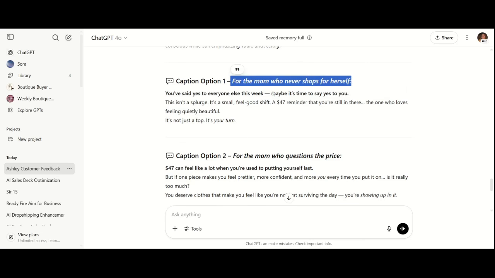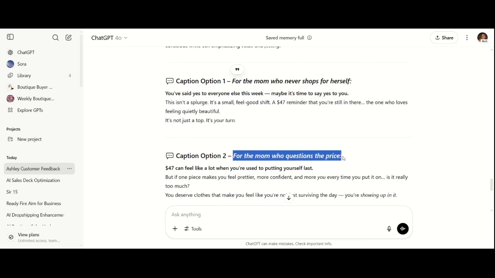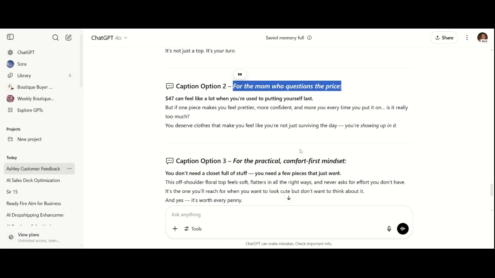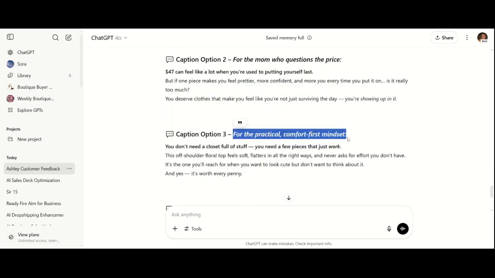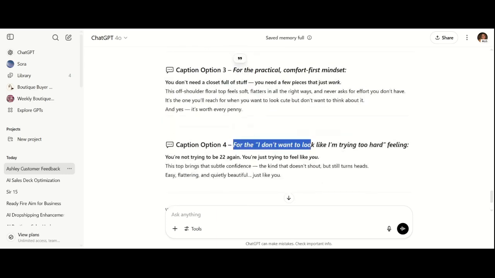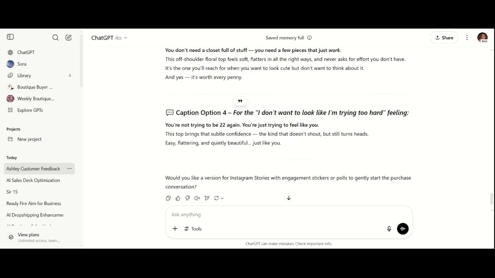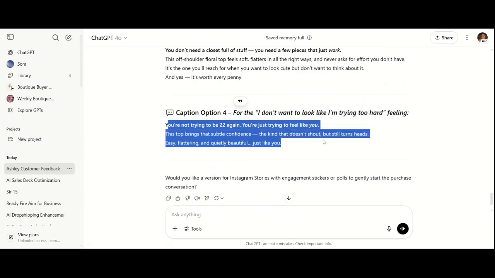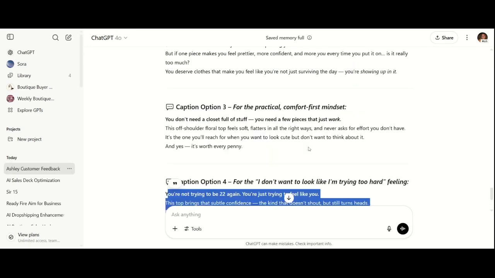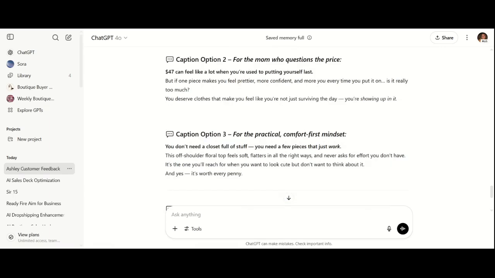For the mom who never shops for herself, for the mom who questions the price, for the practical comfort-first mindset, for the "I don't want to look like I'm trying too hard" feeling: You're not trying to be 22 again. You're just trying to feel like you. This top brings subtle confidence, the kind that doesn't shout but still turns heads, easy, flattering, and quietly beautiful, just like you. Wow. Imagine your customer reading that. They're going to feel like you're talking straight to them.